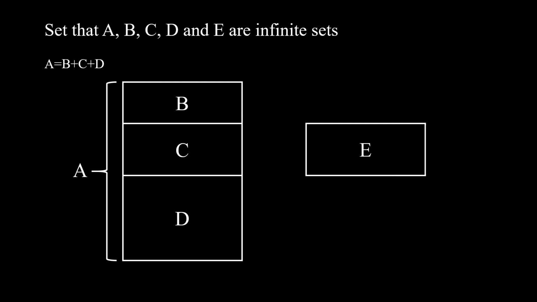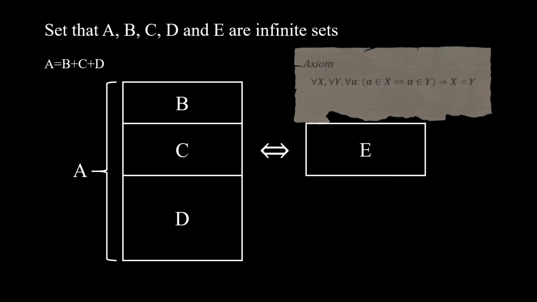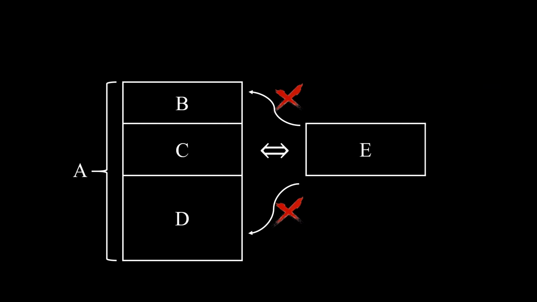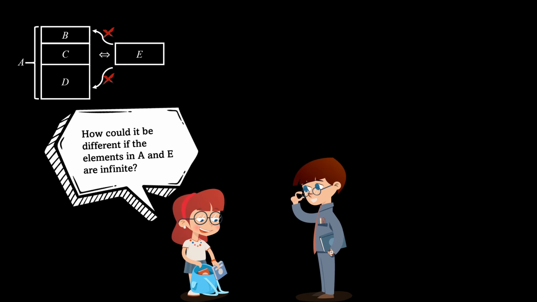As another proper subset of A, C can have the one-to-one correspondence with E, which is guaranteed by the axiom. Thus E has no redundant elements which can correspond to elements in B or D. This simple proof is applicable to both infinite sets and finite sets. How could it be different if the elements in A and E are infinite?